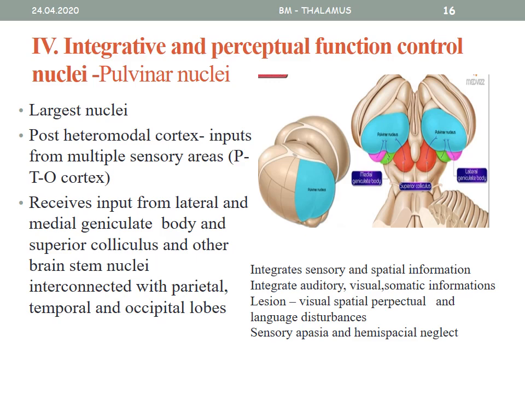The function of which is, it is the most important integrating center. It integrates sensory and spatial information. It integrates auditory, visual and somatic information. The lesion of which will cause visual, spatial, perceptual and language disturbances. It will lead on to sensory aphasia and hemispatial neglect.